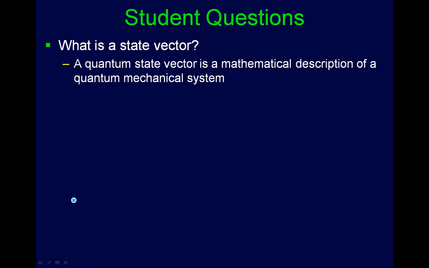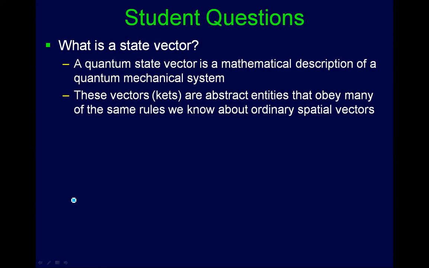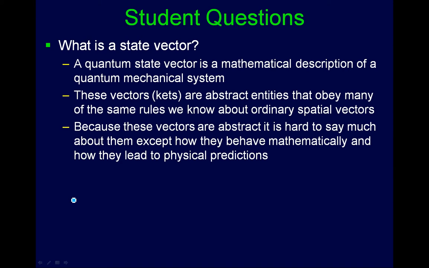So the big question I get from students right away with the state vector is, what is a state vector? Like I said, I think it's difficult to get your head around this. A quantum state vector is a mathematical description of a quantum mechanical system. These vectors will be ket vectors, or abstract entities that obey many of the same rules we know about ordinary spatial vectors. So sometimes our knowledge of ordinary spatial vectors will be helpful. But because these vectors are abstract, it's hard to say much about them except how they behave mathematically and how they lead to physical predictions.